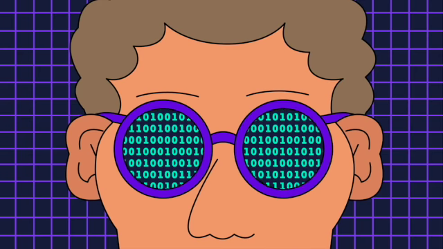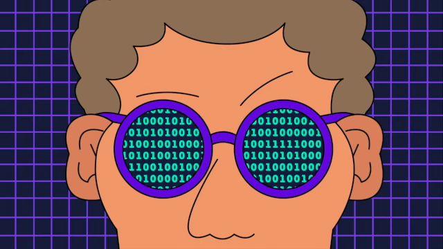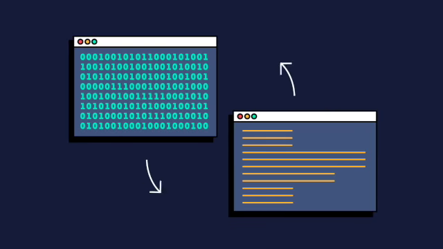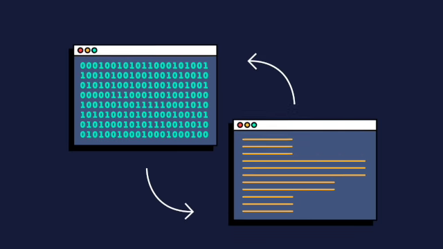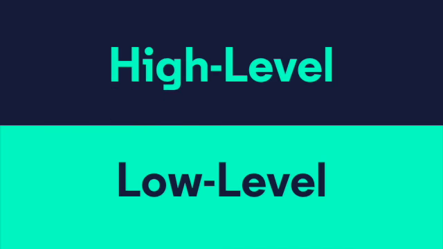But as humans, it's hard to comprehend those ones and zeros. At a glance, binary looks like nonsense to us. Programming languages allow us to translate the abstract ones and zeros into something humans can understand. Programming languages fall into two different classifications: low-level and high-level.